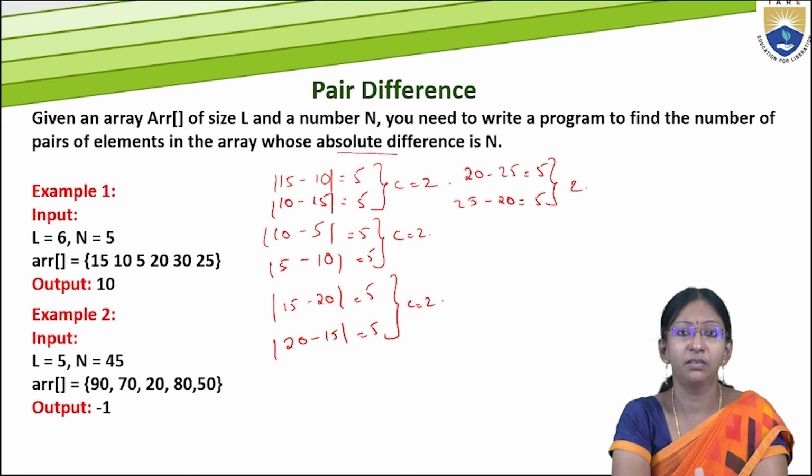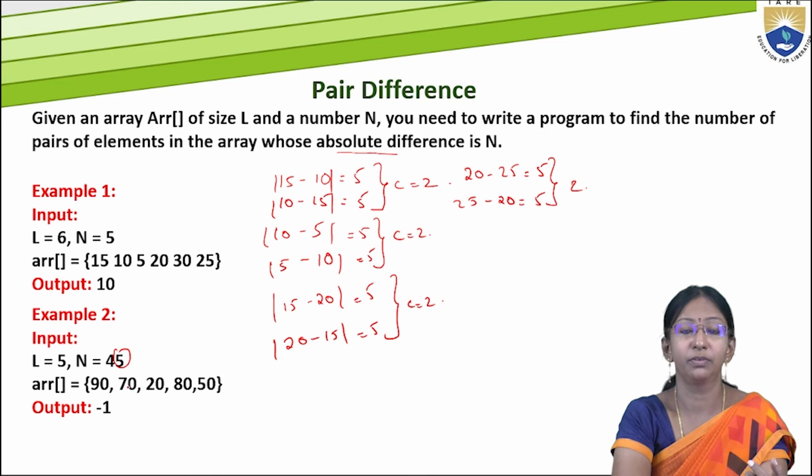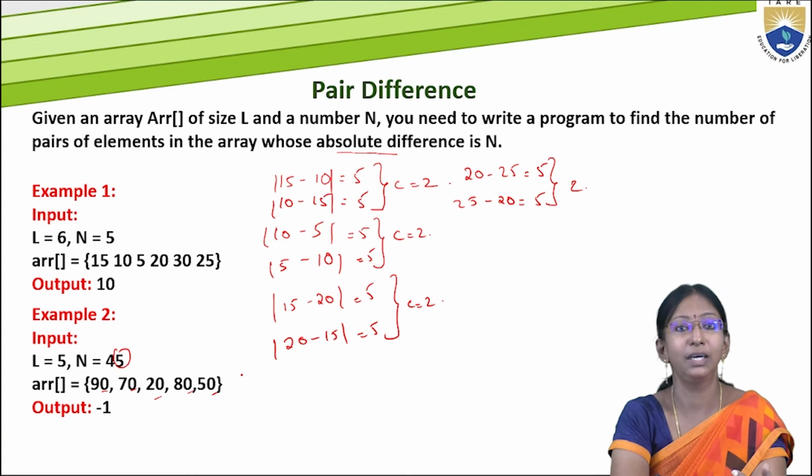So 90 minus 70, 90 minus 20 or 80. Obviously, we're looking at the figure 5 in the ones position, and for all the elements in the list, it is 0. That itself tells us that you will not get a solution. In the cases where the count is 0, simply print -1 as the result. That is, -1 itself represents that for the given problem, you don't have a solution, right?